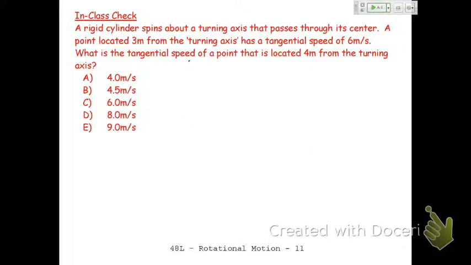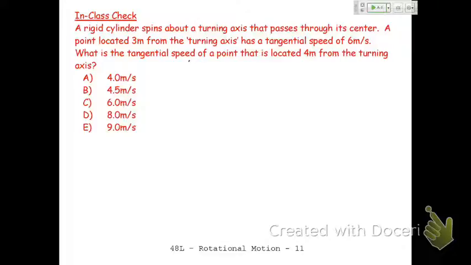A rigid cylinder spins about a turning axis that passes through its center. A point located 3 meters from the turning axis has a tangential speed of that. What is the tangential speed of a point that is located 4 meters from the turning axis? So I want you, first of all, to draw me a diagram. Let's pause and draw a diagram, and then we'll come back together.